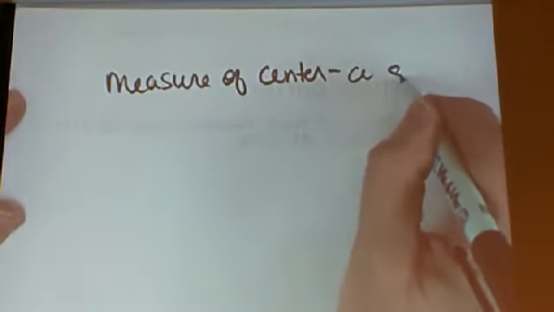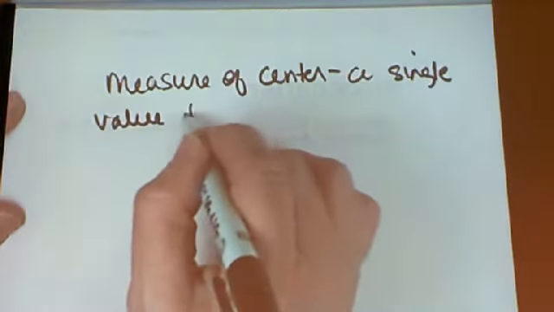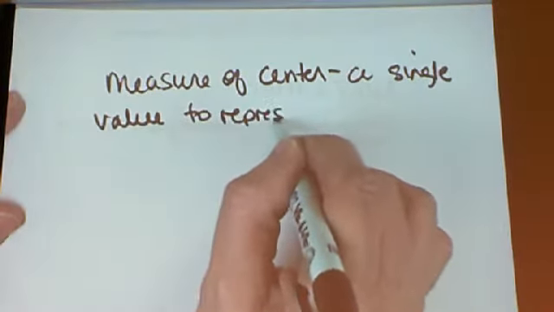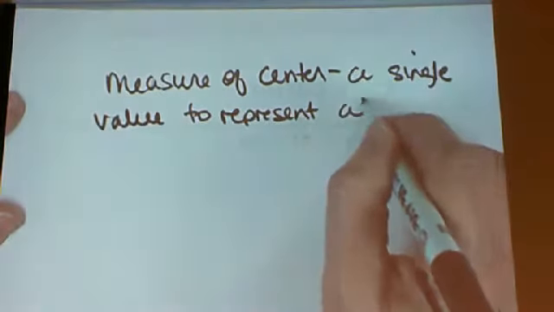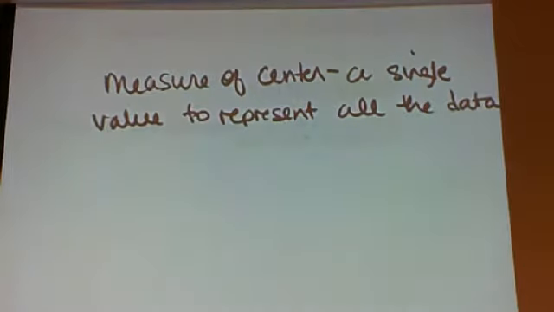A single value to represent all the data. We want to find a representative value. We want to take all these observations from the sample, all this stuff we've got, and somehow put it into a single number that will then represent all the data. And that's the number we're going to use for all of our analysis.